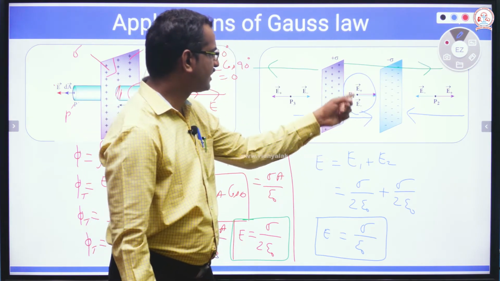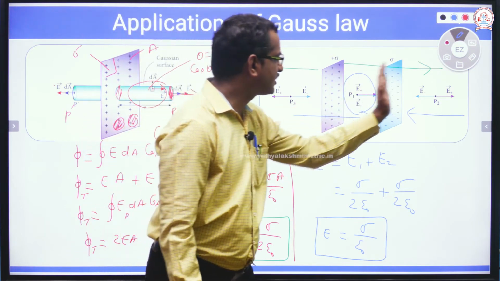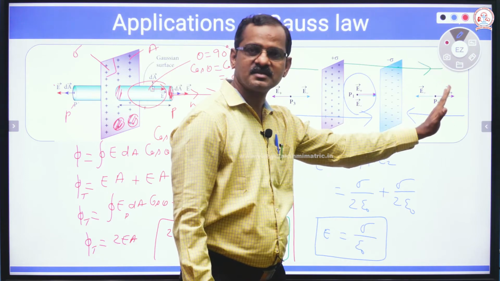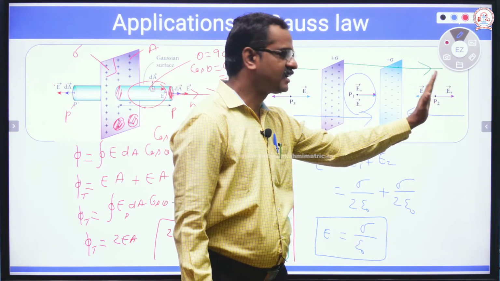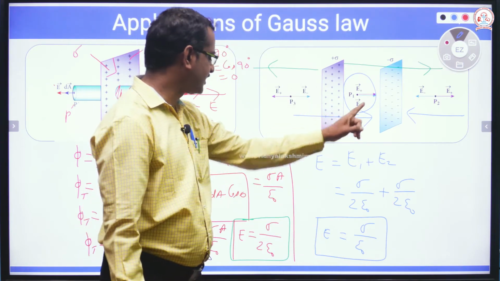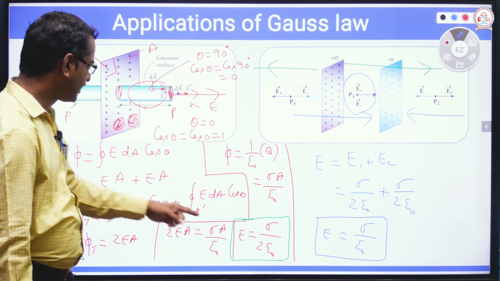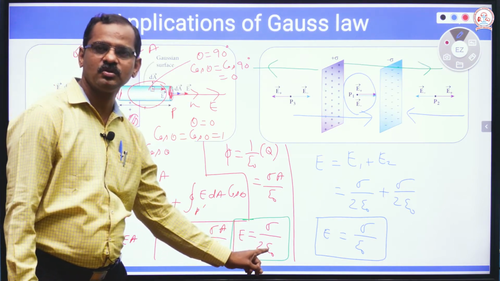Between the plates, the electric field is added up because they are acting in the same direction. Outside the plates, the resultant electric field is 0 because they are getting cancelled. So the electric field due to the charged plates kept parallel is equal to sigma by epsilon naught. In this case, the electric field is equal to sigma divided by 2 epsilon naught.